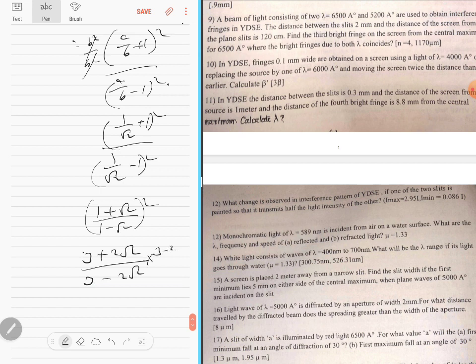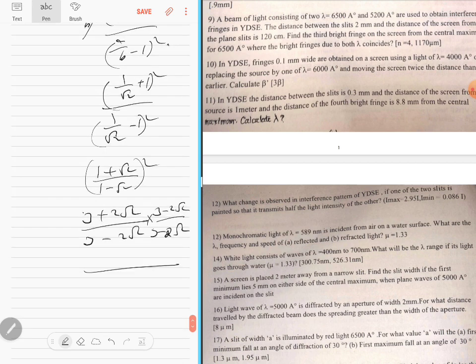On rationalizing, 3 minus 2 root 2 times 3 plus 2 root 2 is a square minus b square, which is 9 minus 8, so 1. That has to be a square minus b square on the bottom, so that it becomes 1. And that is 3 plus 2 root 2 the whole square, which is 9, plus 2 root 2 the whole square, which is 8, plus 2ab, which is 12 root 2. So 17 plus 12 root 2.